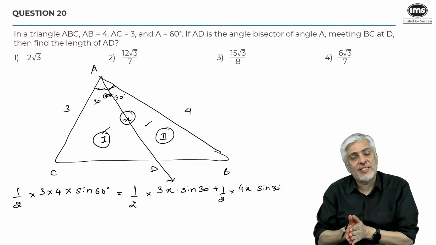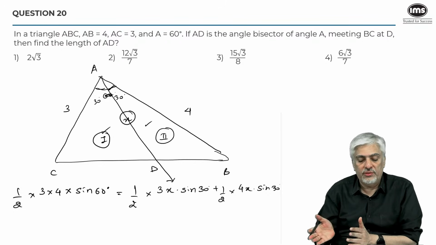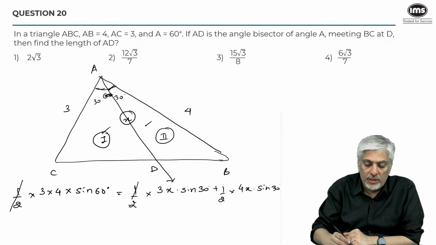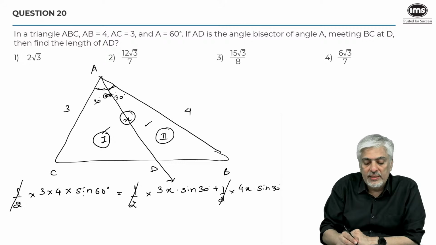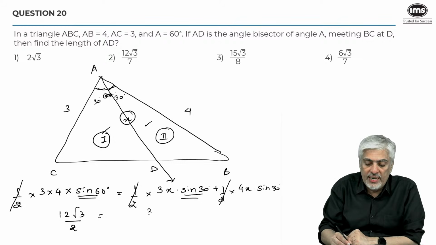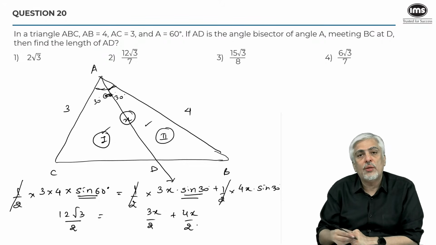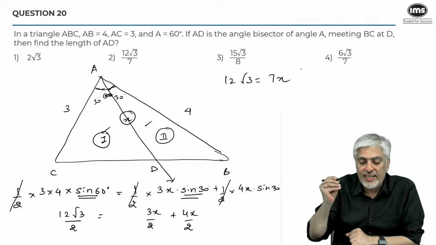You should know the values of sine 60 and sine 30. Sine 60 is root 3 upon 2 and sine 30 is half. So the half common over here cuts out everywhere. Took a half common on the right side and half cut out. 3 4s are 12. Sine 60 is root 3 upon 2, so 12 root 3 upon 2. Sine 30 is half, so 3x into half is 3x upon 2, and 4x into half is 4x upon 2. So the 2 in the base cuts out. So we are left with 12 root 3 is equal to 7x. x is 12 root 3 upon 7.